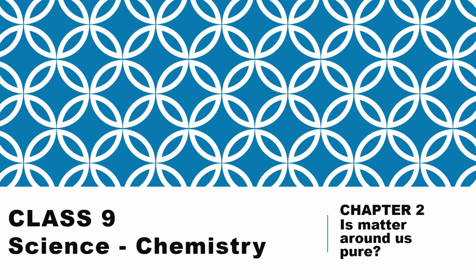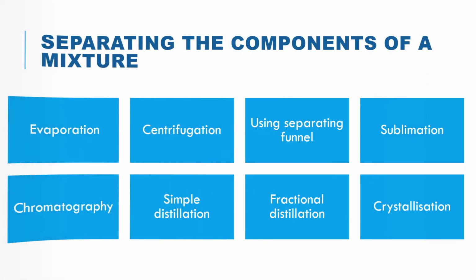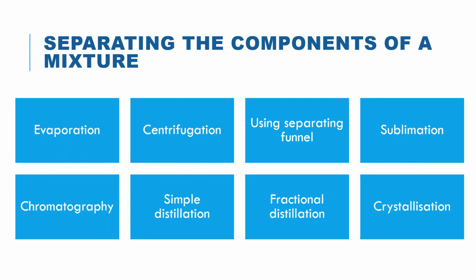Chapter 2 is Is Matter Around Us Pure? In the previous class, you learned the difference between pure substances and mixtures. You know that most of the natural substances are not chemically pure. Different methods of separation are used to get individual components from a mixture.